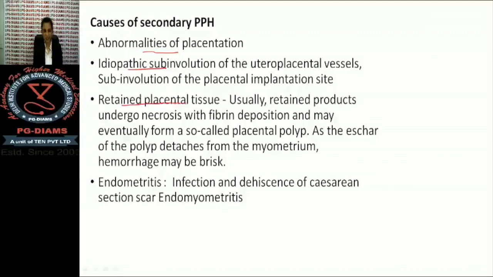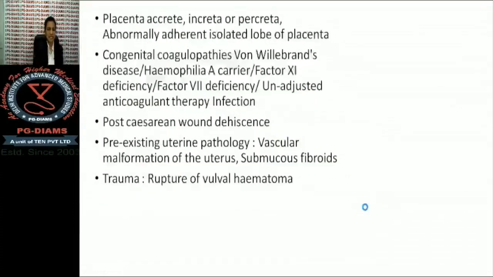Retained placental tissue. Williams says retained products may undergo necrosis with fibrin deposition and may form so-called placental polyp. As this polyp detaches gradually, this may lead to brisk hemorrhage. So this is a cause of secondary PPH. Endometritis, infection of the endometrium, and even dehiscence of cesarean scar or endomyometritis, any kind of infection can cause secondary PPH. Apart from that, as I said, retained placenta, placenta accreta, increta, percreta, all these things can also result in secondary PPH.